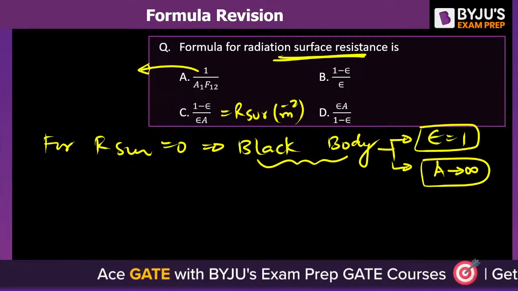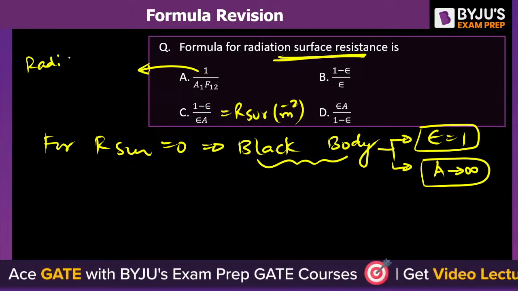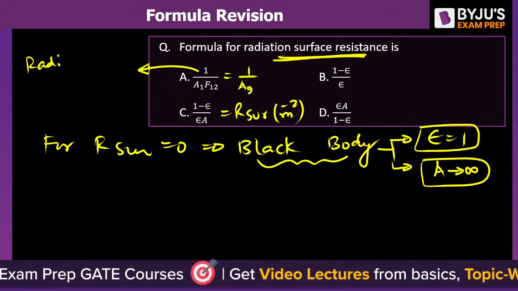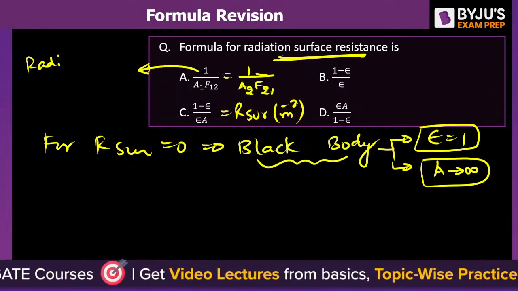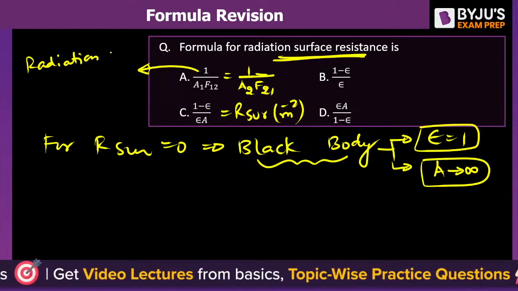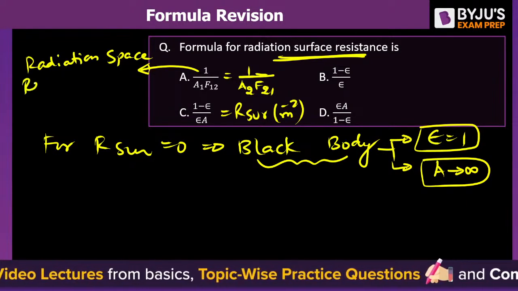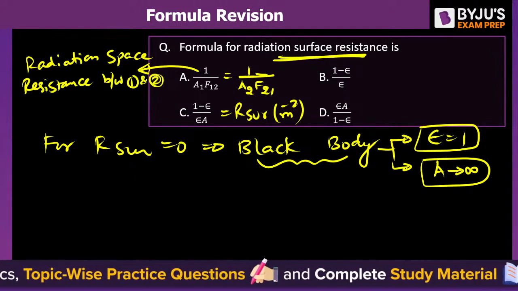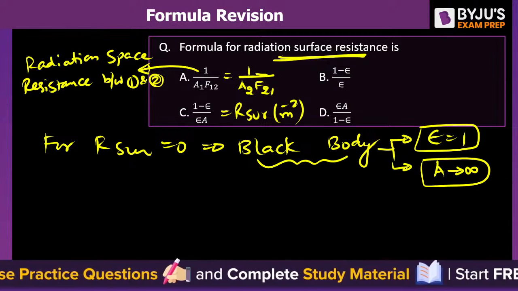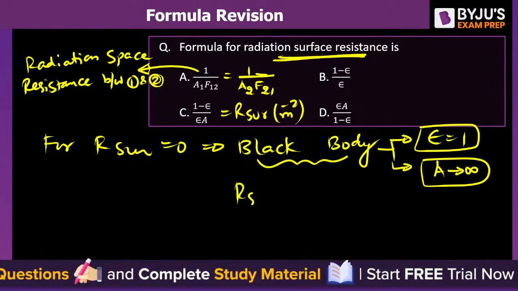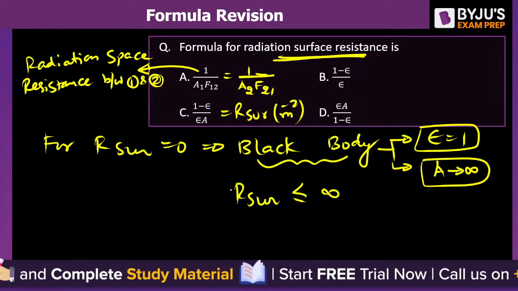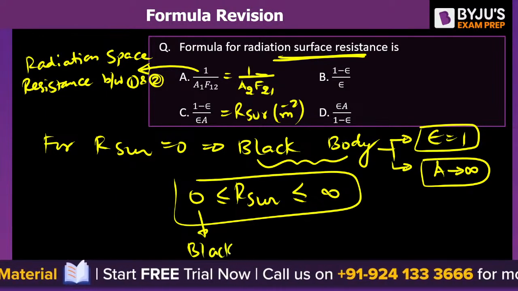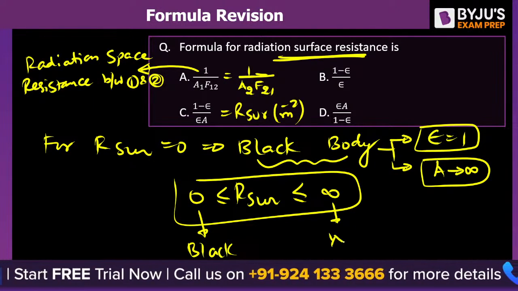1 upon A1 F1 to 2, or 1 upon A2 F2 to 1, is called the radiation space resistance between 1 and 2. So there are two types of resistances. Surface resistance lies between 0 and infinity. When it is 0, it is the black body, and when surface resistance is infinite, the surface is a white body.